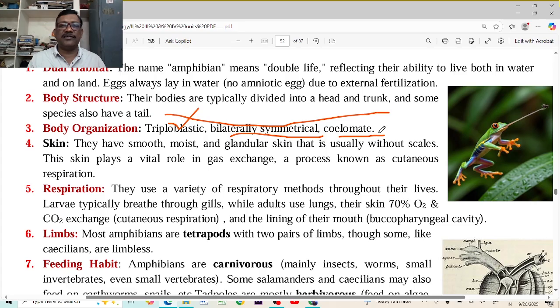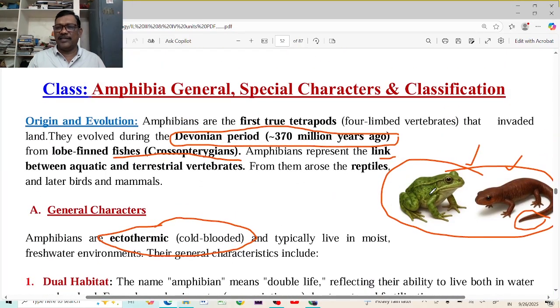These are called enterocoelomates. Now we have to discuss mainly the skin. The skin is always moist, and it has glands that secrete mucus. If the skin is moist, skin respiration takes place. That is called cutaneous respiration. 70 to 80% of the respiration is through the skin. That's why the skin should always be moist.